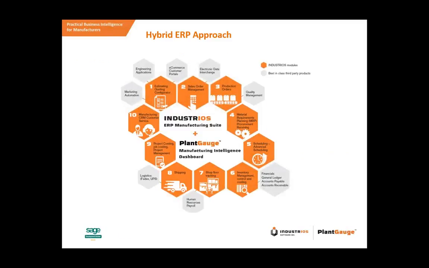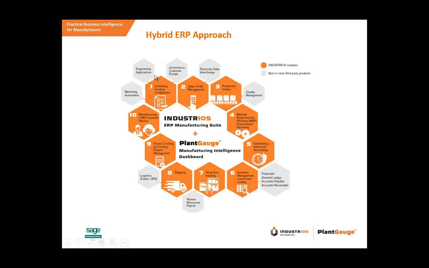Okay, so the following segment of this session focuses on what tools Industrios brings to the table for our customers to help them apply business practices described so far. The diagram in front of you describes the business processes that Industrios ERP supports. The orange hexagons represent the processes supported by Industrios ERP. These include estimating and quoting, sales order management, production order management, MRP, scheduling, inventory, shop floor tracking, shipping, project costing and job costing, and finally, manufacturing CRM slash customer service.